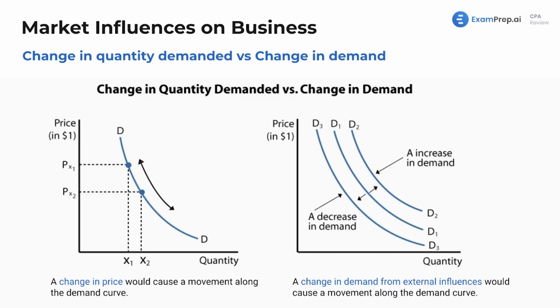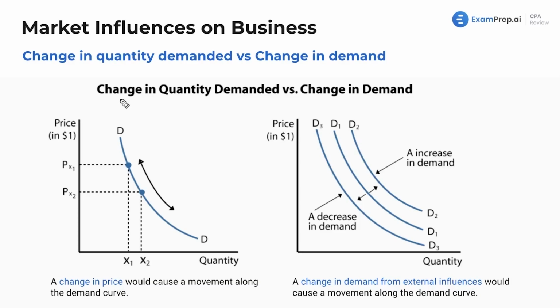Okay, change in quantity demanded versus change in demand. Let's see what we have. Well, a change in quantity demanded is actually a change on the x-axis, whereas a change in demand overall actually shifts the entire curve. So just make sure you're aware and you're reading carefully. I just want to bring that to your attention as well.